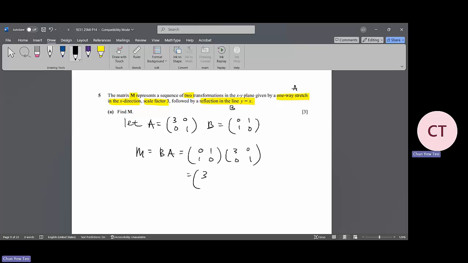So you have 0, 3, and 1, 0. That is the matrix M. Done.